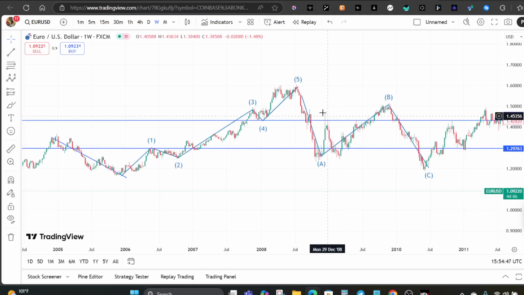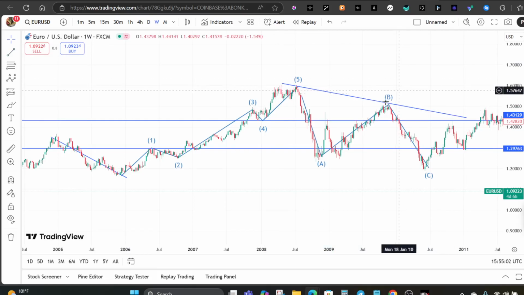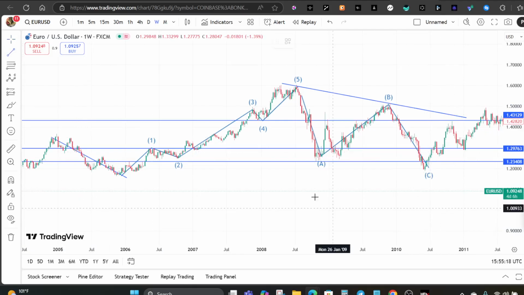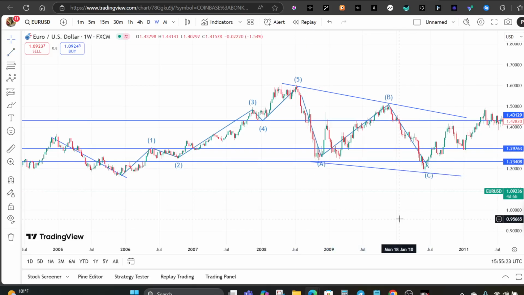So wave A is the first pullback against the trend. Wave B is a temporary bounce, but it fails to make a new high. As you can see, it did not make a new high. It was even a lower high. Then wave C is the final move that pushes the price lower. You can see that this is where wave A ended, somewhere around here, and wave C made a lower low.